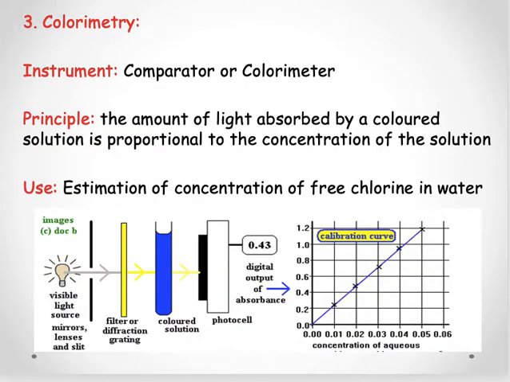Okay, and then finally colorimetry. And there's an experiment on this one in your book. So colorimetry uses one of two different pieces of apparatus, a comparator or a colorimeter. Now, there's a vast price difference between the comparator and the colorimeter. The principle then is that the amount of light absorbed by a coloured solution is proportional to the concentration of the solution, and it's used to estimate in particular the amount of free chlorine in water.